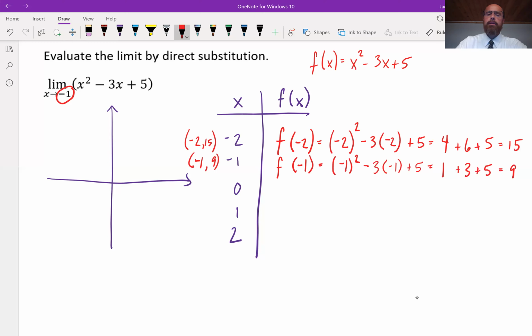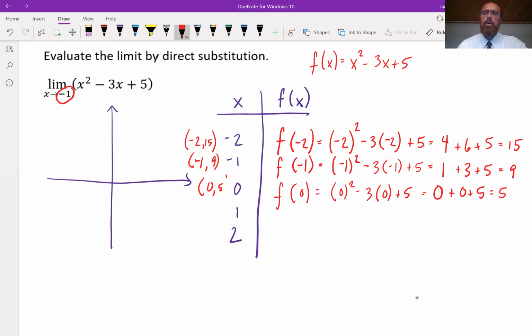What is a limit conceptually? Well, we'll keep going. So f at 0 is 0 squared minus 3 times 0 plus 5. So 0 squared is 0, negative 3 times 0 is 0, plus 5 will give us 5. So we've got the point 0, 5, and that is our y-intercept for that parabola.